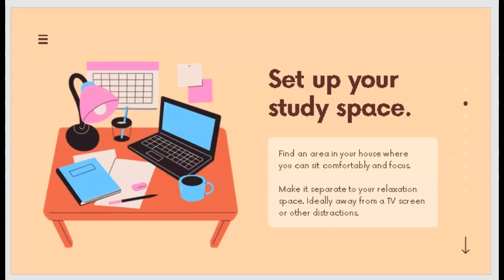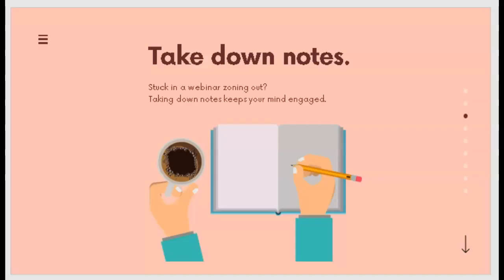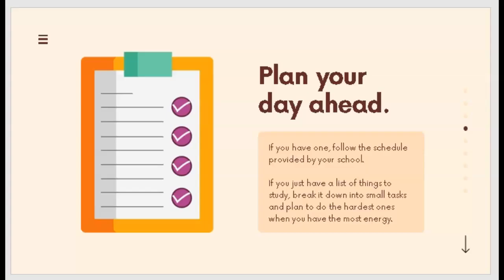Set up your study space. Find an area in your house where you can sit comfortably and focus. Make it separate to your relaxation space, ideally away from a TV screen or other distractions. Take down notes. Stuck in a webinar zoning out? Taking down notes keeps your mind engaged.